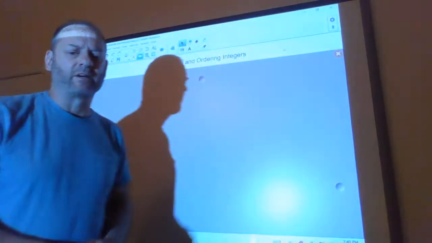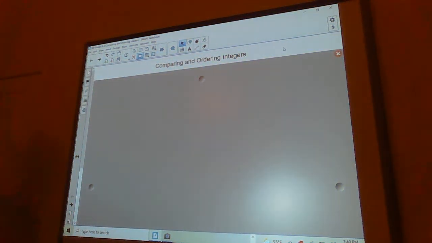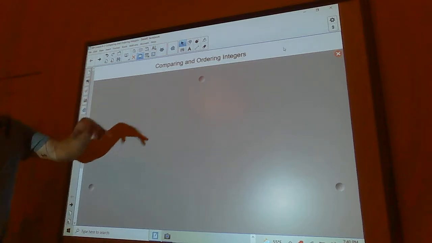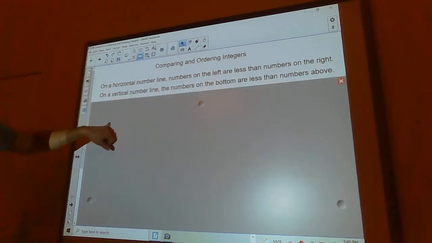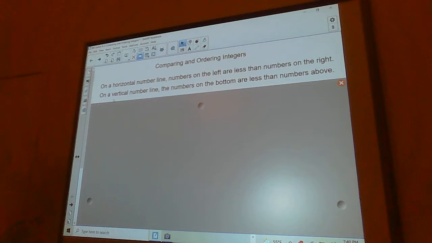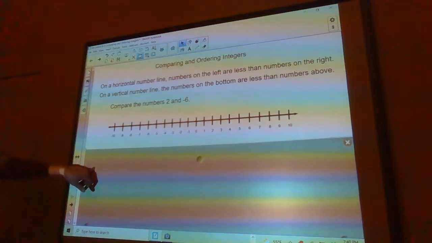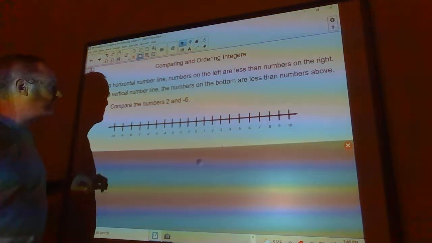Okay, guys, today we're going to talk about comparing and ordering integers. Pretty easy lesson today. Should be able to blow through this pretty quickly. So, on a horizontal number line, numbers on the left are less than numbers on the right. On a vertical number line, the numbers on the bottom are less than numbers above. So you got these couple situations here.